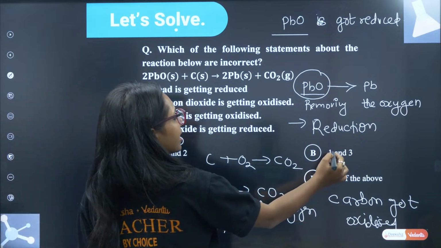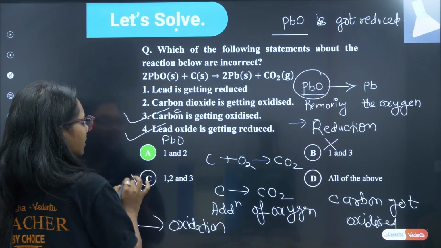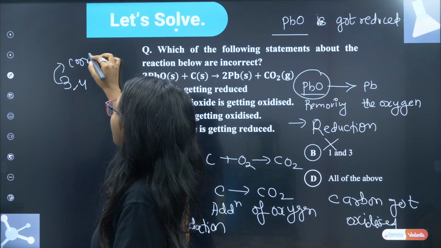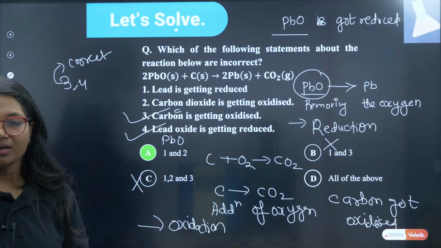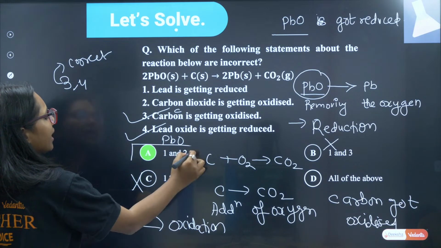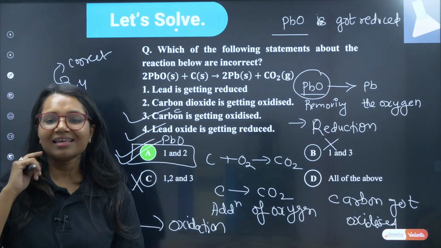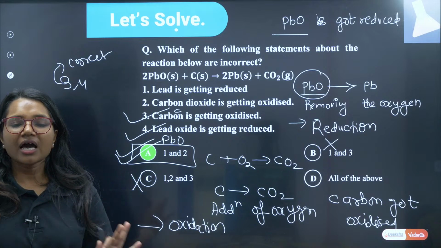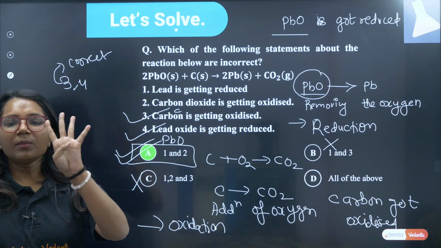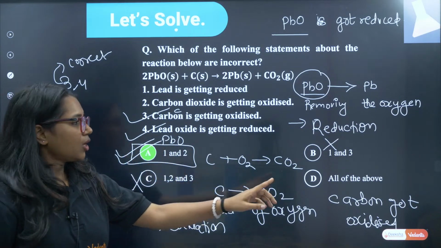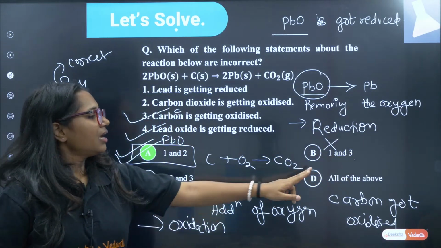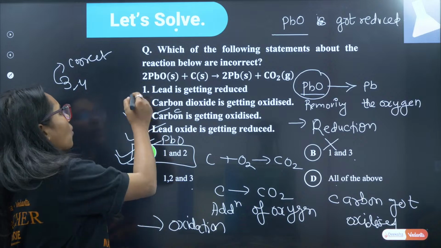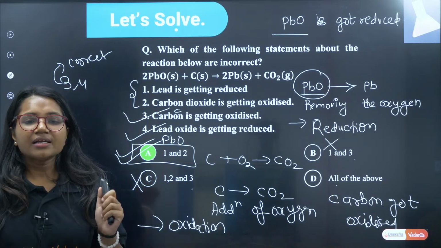Okay, 3 and 4 are correct. So option B is out, and option C is out, because statements 3 and 4 are the correct statements and you have to choose the incorrect statements. So automatically option A will be the correct option. Statements number 1 and 2 are the wrong statements. Have you understood this question clearly? Do let me know in the chat box.